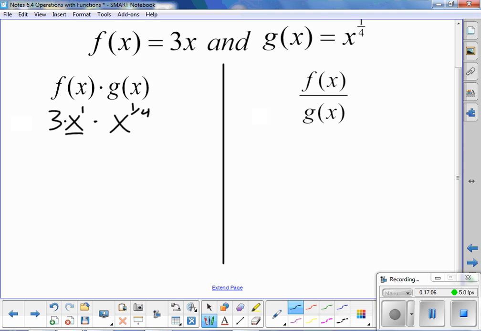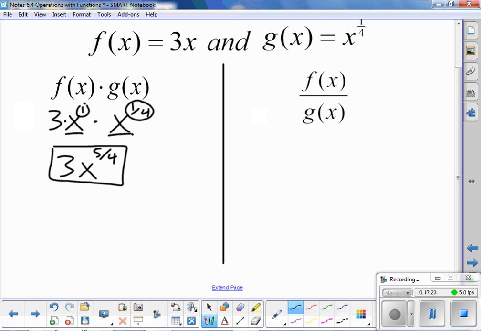So what you do when you have the same base, you're supposed to use the product of powers, which means you're supposed to add those. So 1/4 plus 1 is 4/4, 5/4, so 3x to the 5/4 power. All right, so that is that.